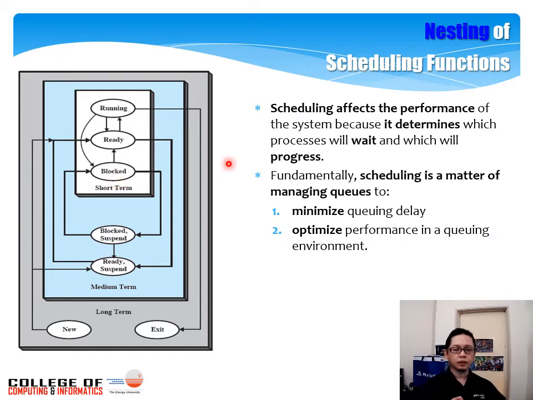Basically, the fundamental concept of scheduling is to try to minimize the queuing delay between waiting processes and try to optimize the performance in the queuing environment. This is to ensure that the process always has a task to do and the process actually doesn't have to wait too long before it gets executed.